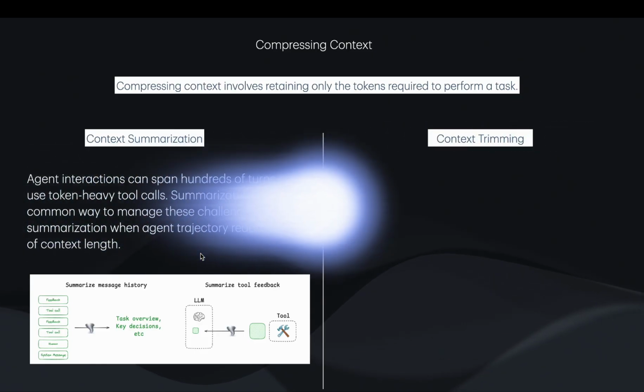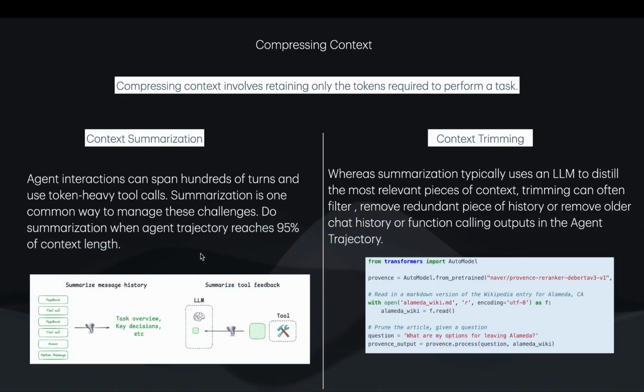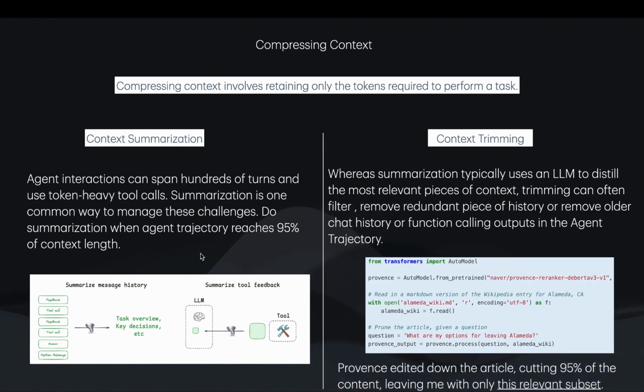Then the other way is context trimming, right? Whereas context summarization typically uses an LLM to reduce the size of the context, trimming can filter out and remove redundant pieces of the history, or it can also remove older chat history or function calling outputs in the current agent trajectory, right? One example is a model like Provence, where given a context and given a question, it can reduce the size of the context by 95%, and leave only the content that is relevant to the current given question or the current given step, right? So this will reduce the size of the context, and you can trim out the unnecessary pieces of information present in the current context.